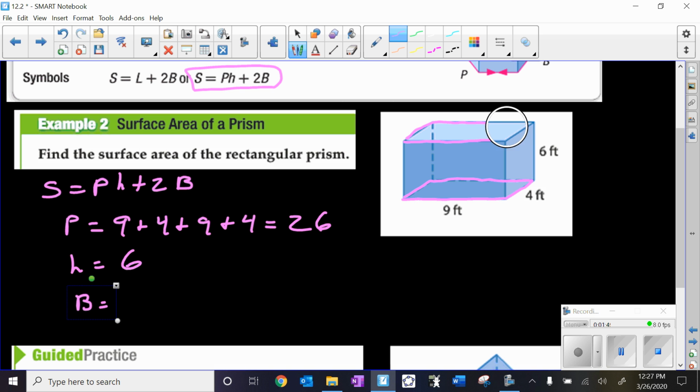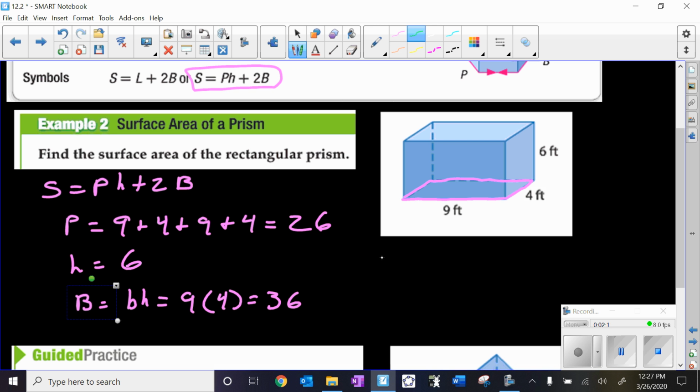And then finally, capital B, this will change depending on what shape your base is. In this case, since I have a rectangle, I want the area of a rectangle, which is base times height or length times width, which in this case is 9 times 4, which would get me 36.